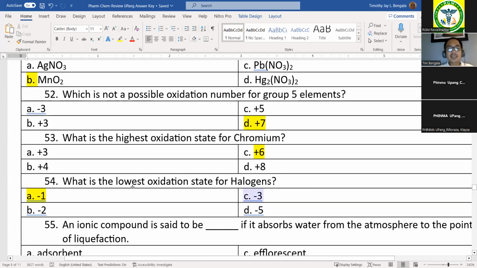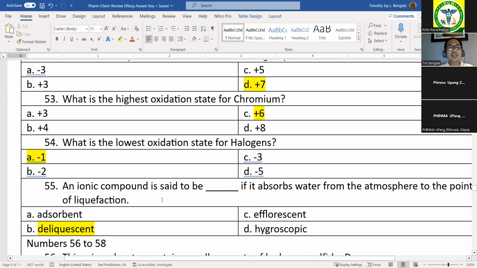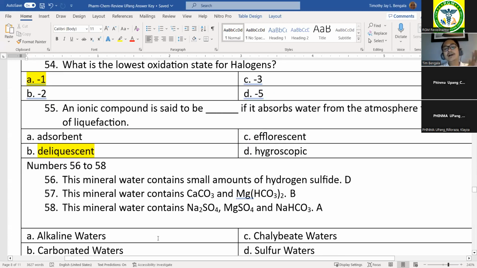So next is, what is the lowest oxidation state for halogens? Negative 1. Kasi 7 sila, so isa lang yung pwede na tanggapin. So yun na yung highest. An ionic compound said to be deliquescent. So if it absorbs water, ang efflorescent, yung nag-loose, at yung hygroscopic is also nag-absorb ng water. Pero deliquescent is yung special property na hygroscopic in such a way na naliliquify na siya.